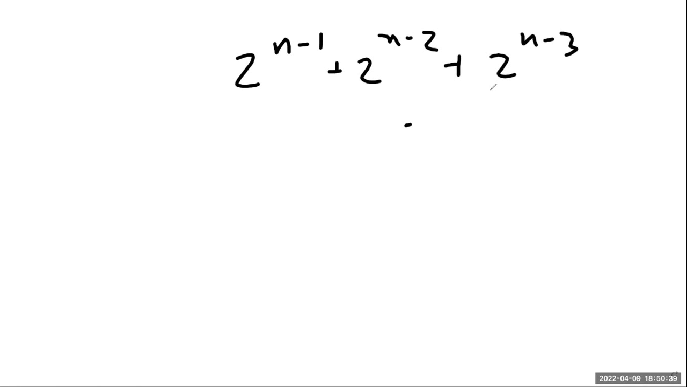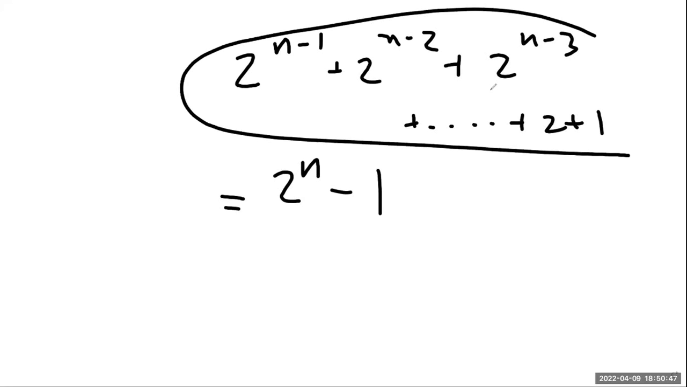One equation is okay: 2 to the power n minus 1 plus 2 to the power n minus 2 plus 2 to the power n minus 3 plus blah, blah, blah, plus 2 plus 1. This whole thing will be 2 to the power n minus 1.